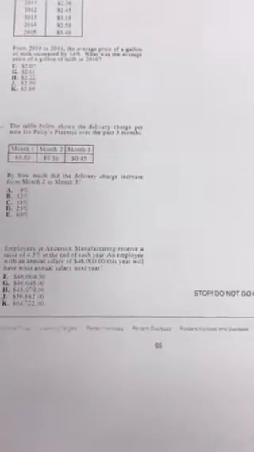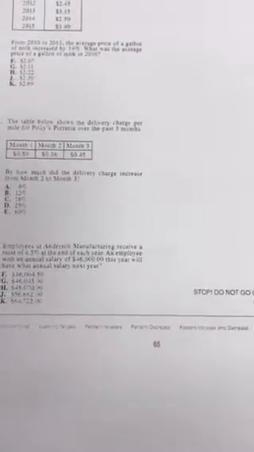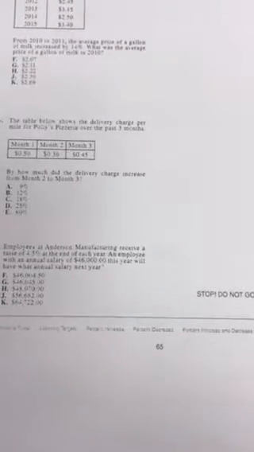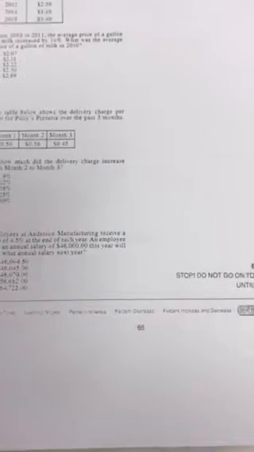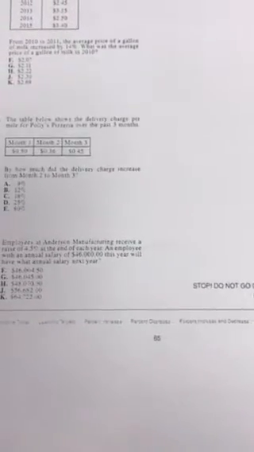Okay, the difference, remember, you take your old minus your new, and then you get that answer, and then divide it by your old. That's your percentage change. Old minus the new, get that answer, then divide it by the old. That's your percentage change. All right, and then Anderson Manufacturing.